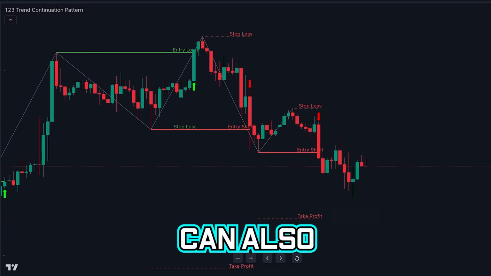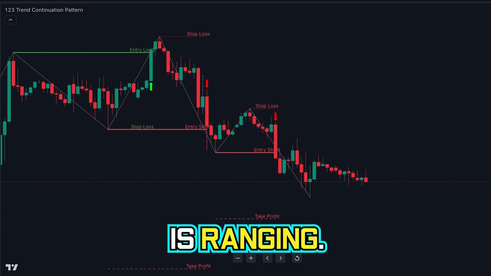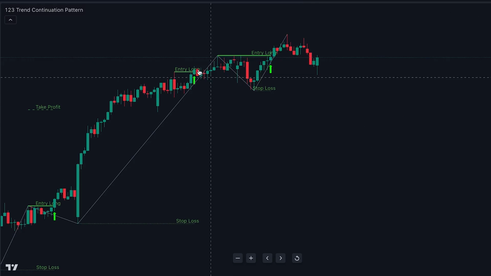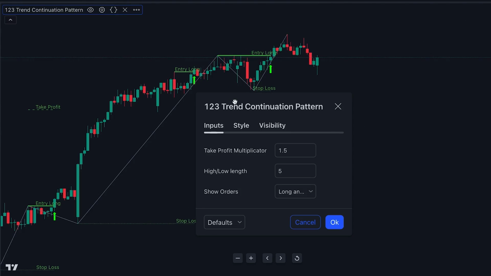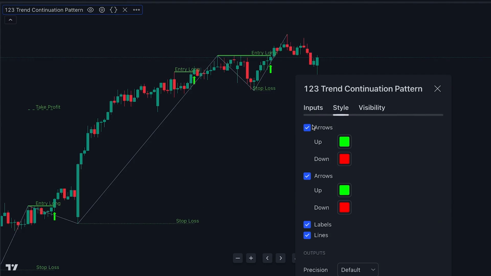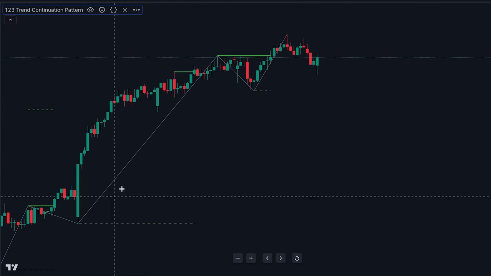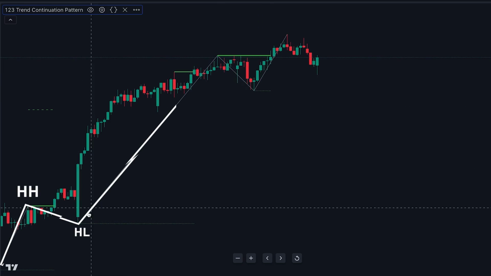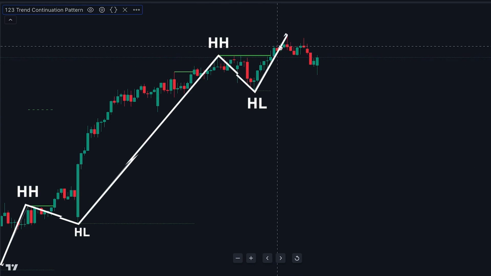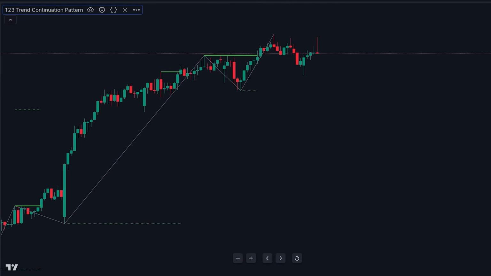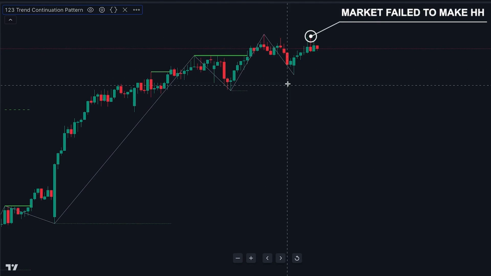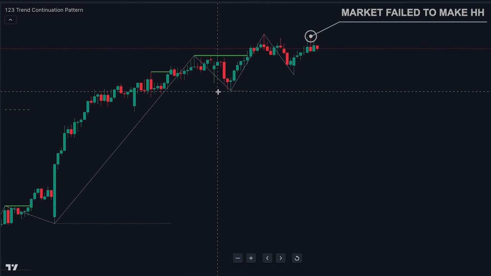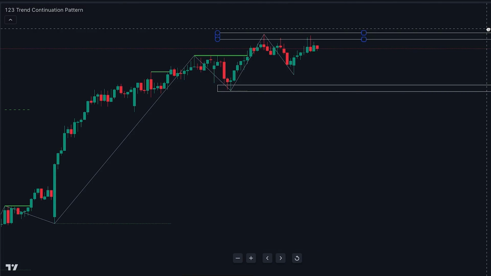The indicator can also be used to determine when a market is ranging. If we go into the settings of the indicator, go to the Style tab and disable the labels, now we can see market structure more clearly. If you look closely, we can see that if a market is in an uptrend, it should continue to make higher highs and higher lows. However, if the market fails to make a higher high or lower low, this is usually an early indication that the market might begin to consolidate.